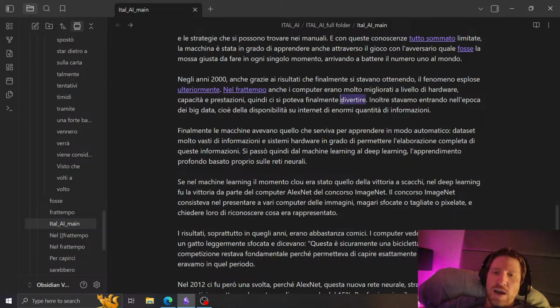Divertire significa have fun. Sì, esattamente. Divertire significa fare divertire. Quindi questa frase, "quindi ci si poteva finalmente divertire", means therefore one could finally have fun. Esatto, hai capito benissimo. È una frase che esprime sollievo, come se ci fosse stato un blocco prima e adesso finalmente ci si gode il momento.